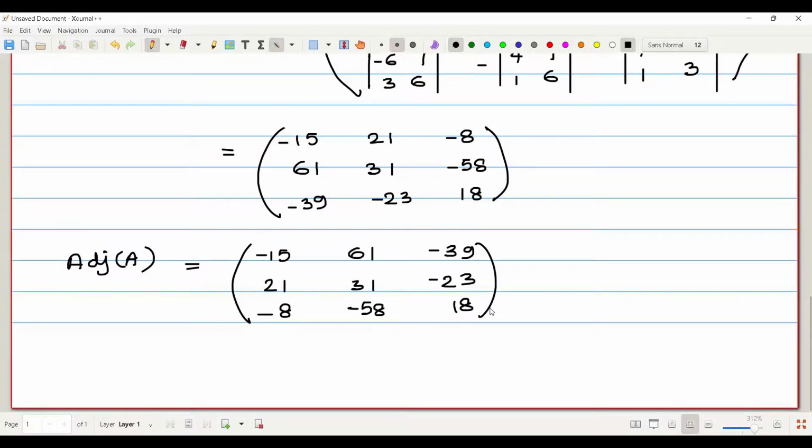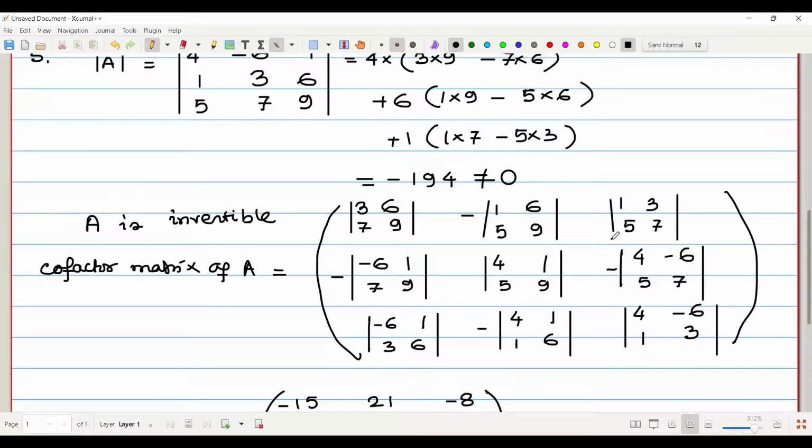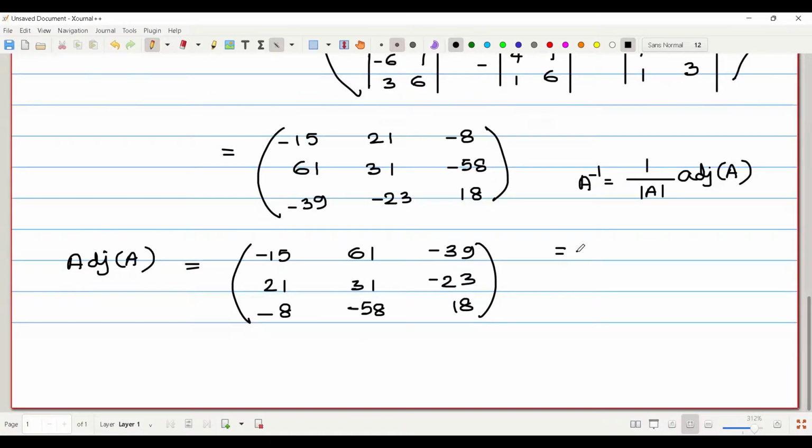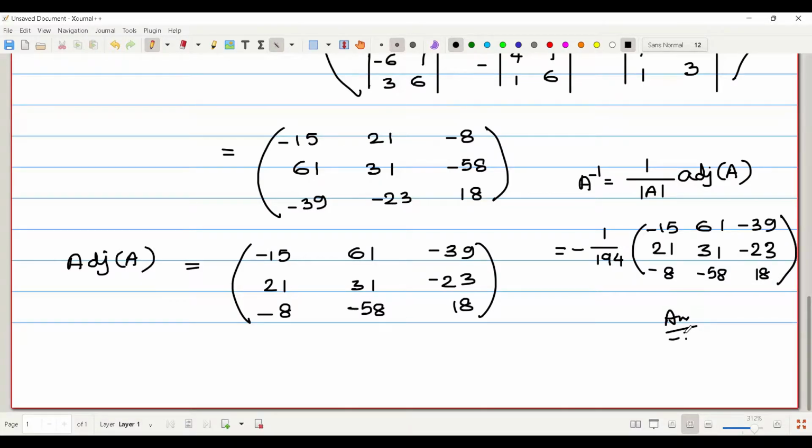Then as usual, A inverse is equal to 1 by determinant of A times the adjoint of A. As the determinant of A was minus 194, that should be 1 by minus 194, and the adjoint, that is minus 15, 61, minus 39, 21, 31, minus 23, and minus 8, minus 58, and 18, and that is our answer.